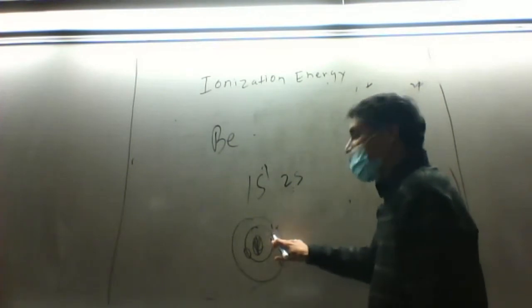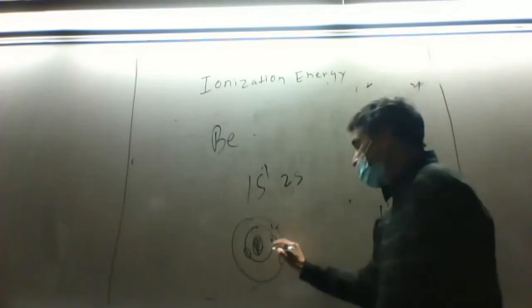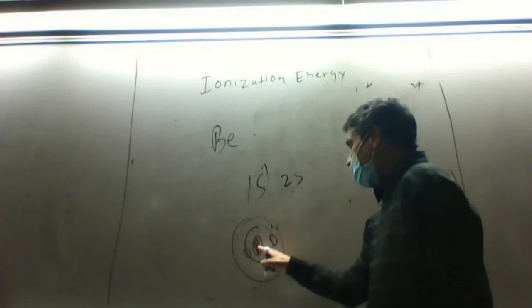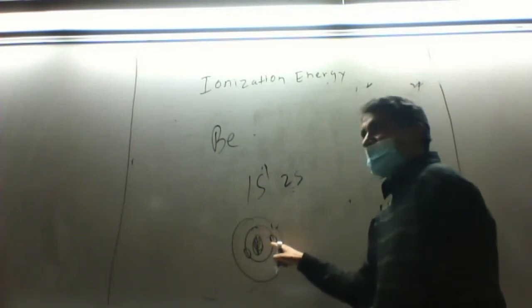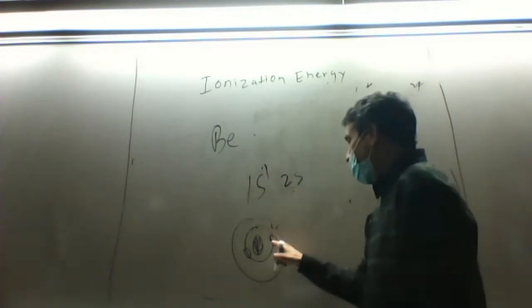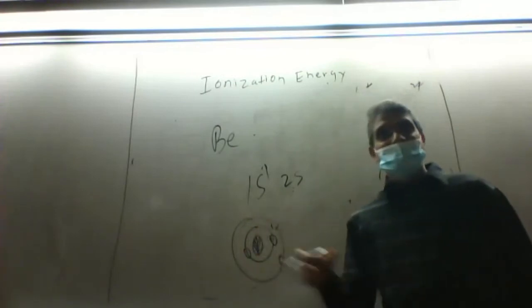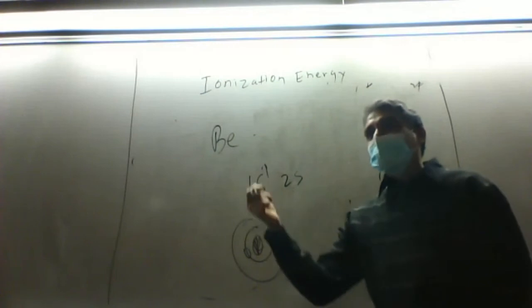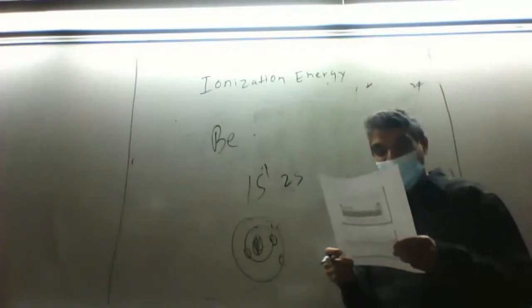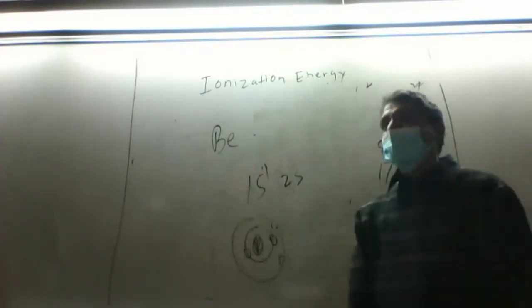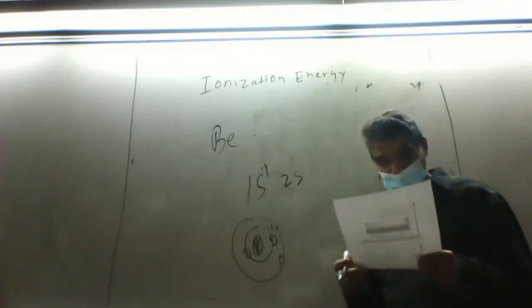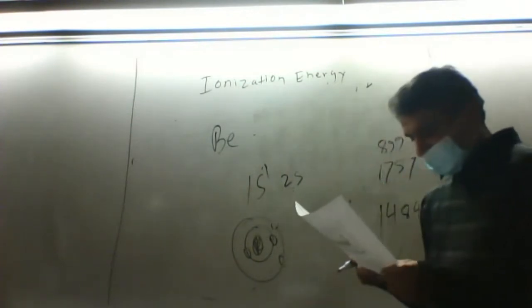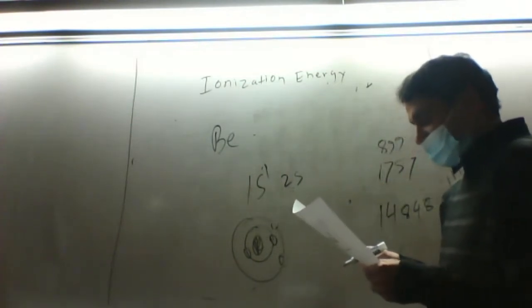But now, if you want to remove this one, it's too hard, because we need to remove from very close to the proton, right? And then this is already fully filled. So for the beryllium, the third ionization energy is too big. But previously, when I talked about the lithium, the second ionization energy was too big. Yeah. So like that. Now let's look at the nitrogen.